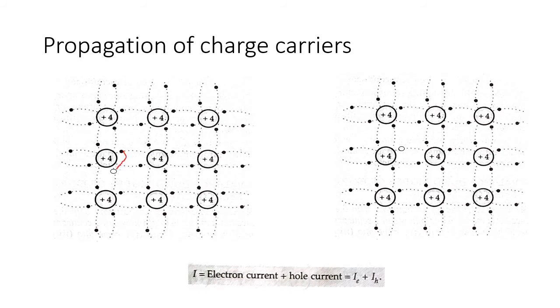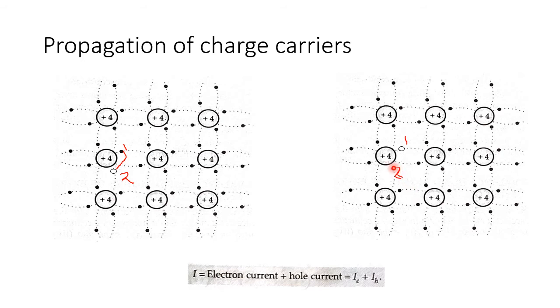As you can see in the second figure, the electron which was at site 1 has now moved to site 2. Can you see this black? It has moved to site 2. Now when this electron moves to site 2, what does it create? It leaves a hole behind at site 1. So the electrons are propagating.